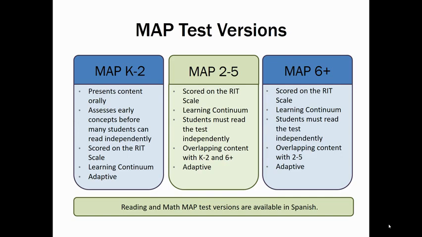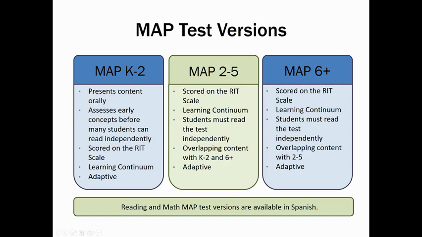On the 2.5 test, students must read the questions and answer choices independently. For students who are not reading on grade level, this can be a challenge, but one that is not unexpected. This test is adaptive and will adapt down to kinder and 1st grade content, as well as adapt up to 6th and 7th grade content when necessary.